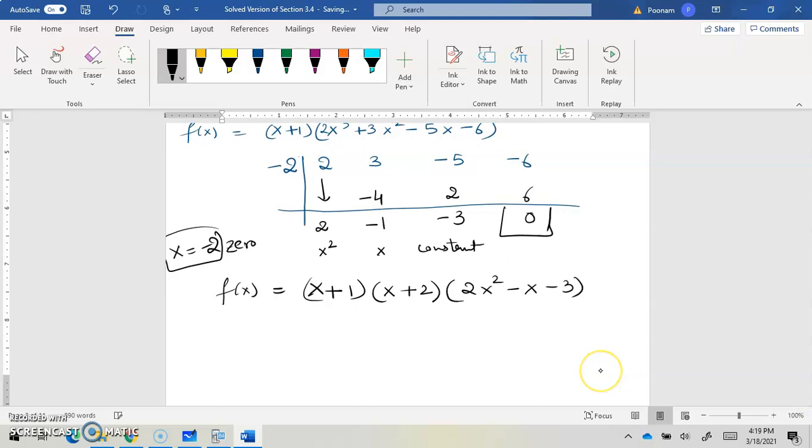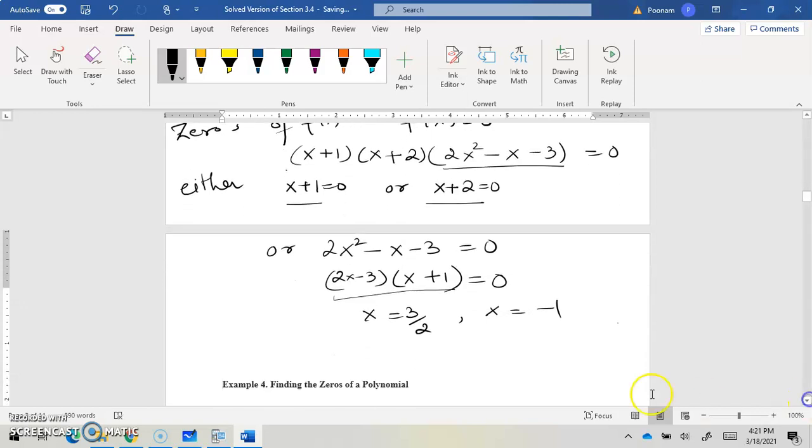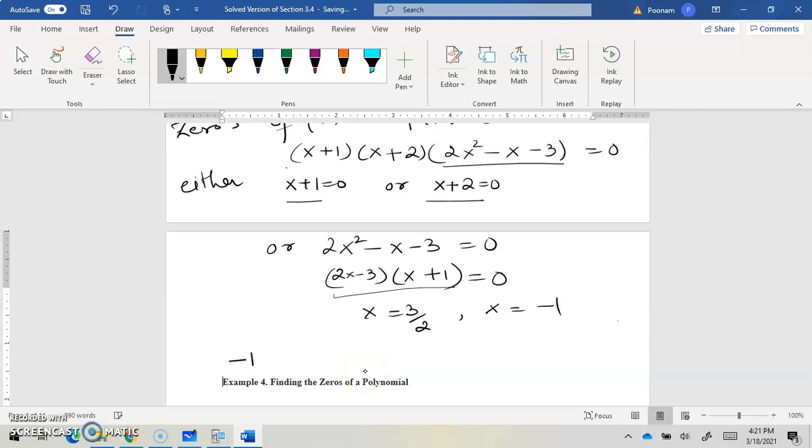Now we want to find the zeros of f of x, meaning f of x is equal to 0. So I write f of x equal to 0, either x plus 1 is 0 or x plus 2 is 0 or the remaining factor is 0. I factored that out and got these zeros. So my zeros are negative 1 from here, negative 2 from here. So negative 1, negative 2, 3 by 2 and negative 1.